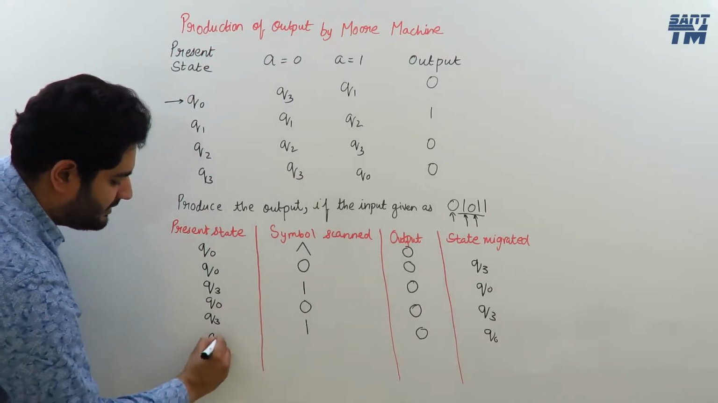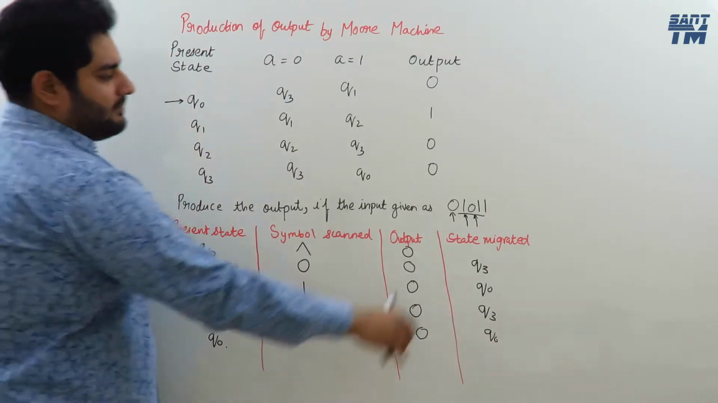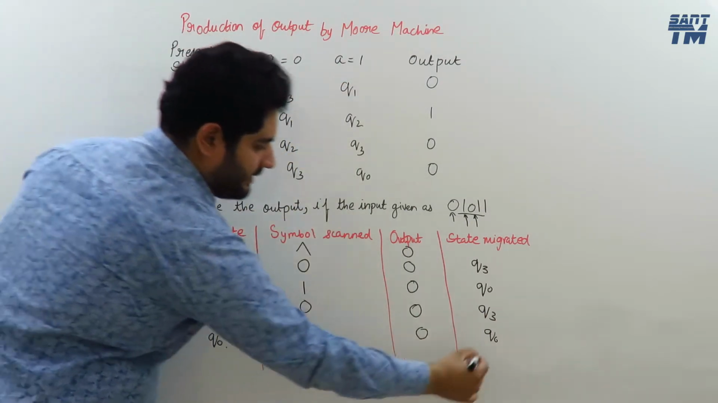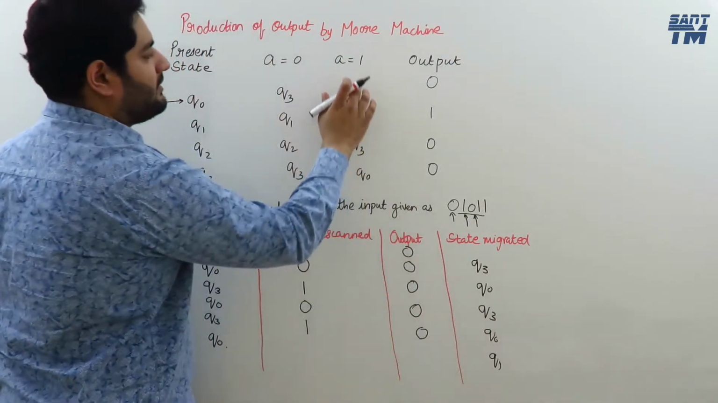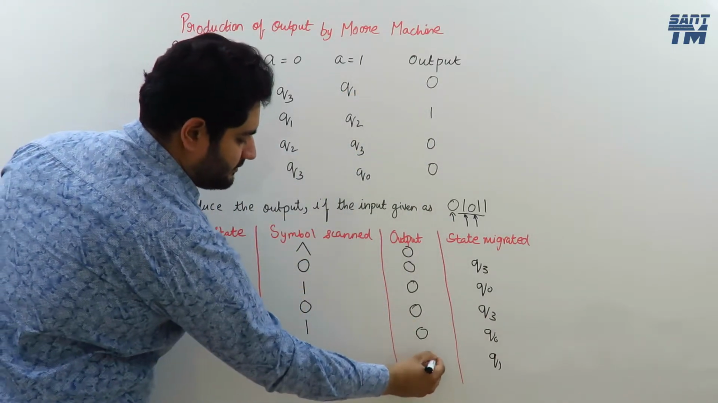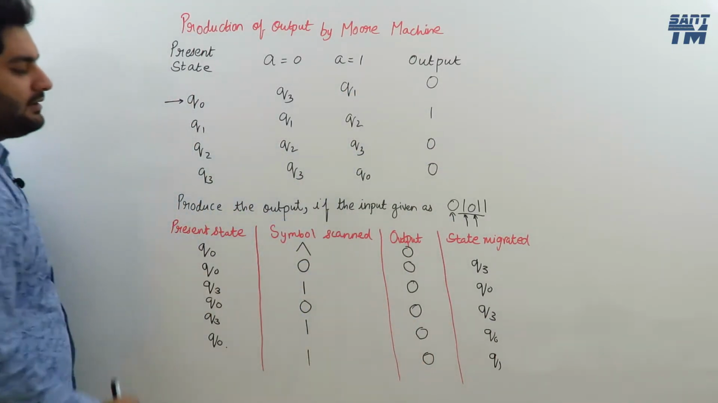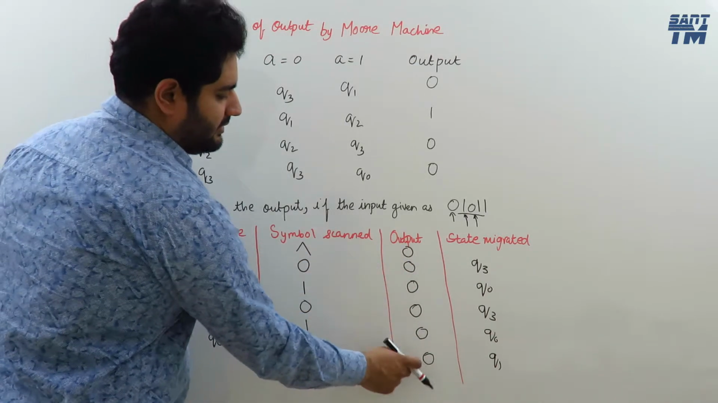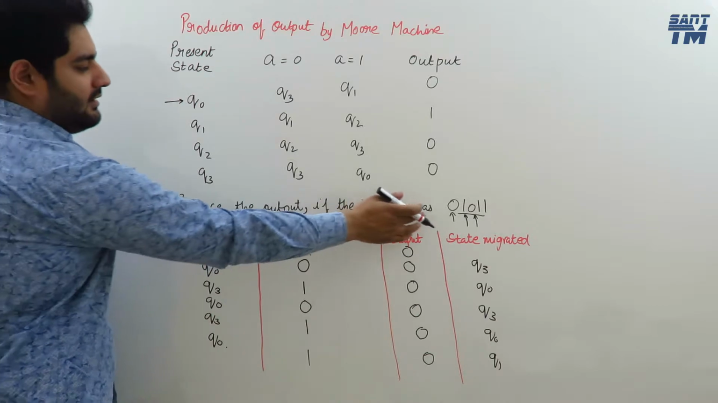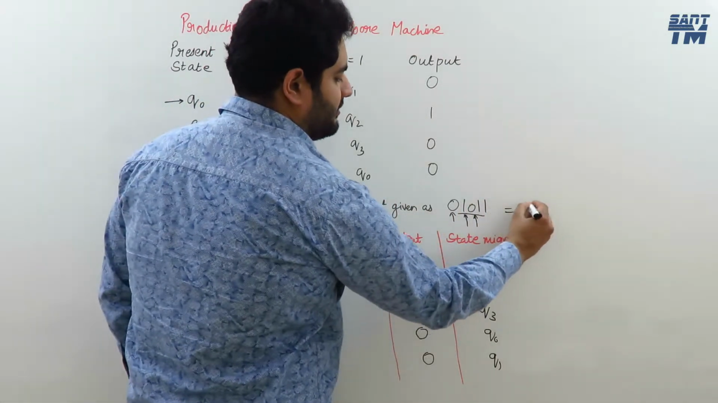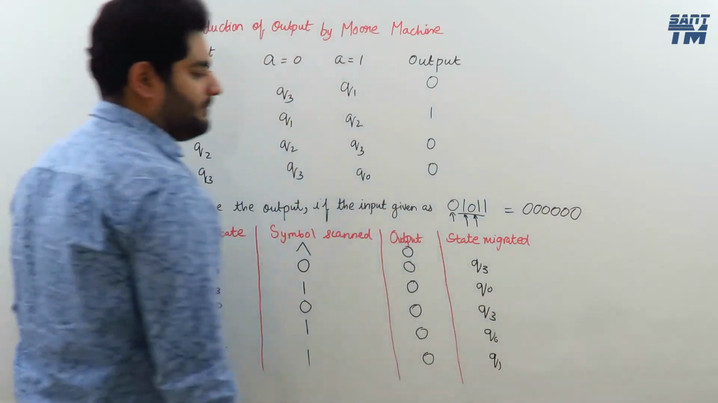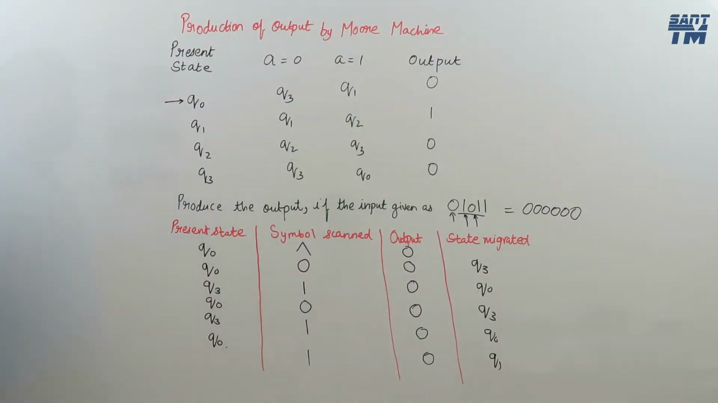Scanning from the present state Q0 again and applying this last 1, Q0 on applying 1 moves to state Q1 and produces the output 0. So the output is 0 0 0 0 0 0. On scanning this input string, our output produces 6 zeros. So this is how a Moore machine produces the output. Let's consider one more example.